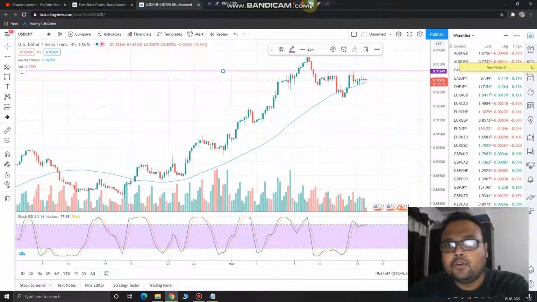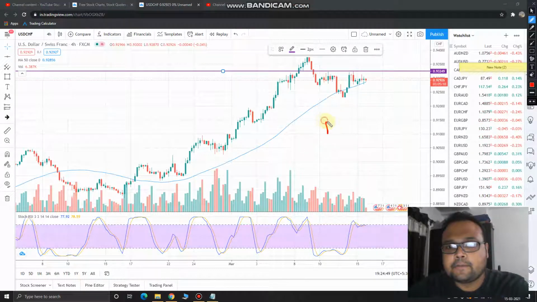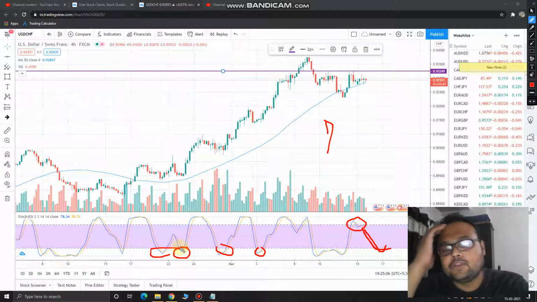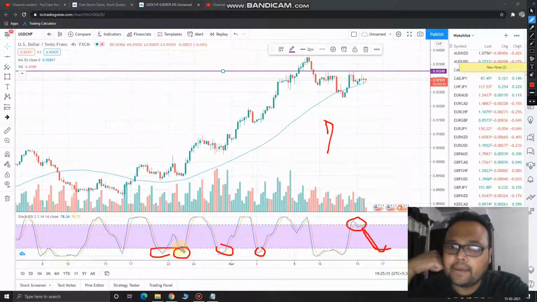We can look for two strategies. The first strategy is let the stochastic RSI come down to the oversold zone. So when market will be in the oversold zone and it will be ready to go up again, like this, or like this. When stochastic RSI will be ready to go up again, just look at the position of the price.